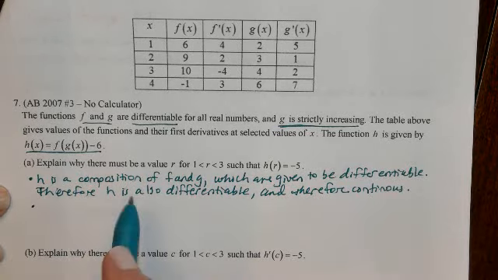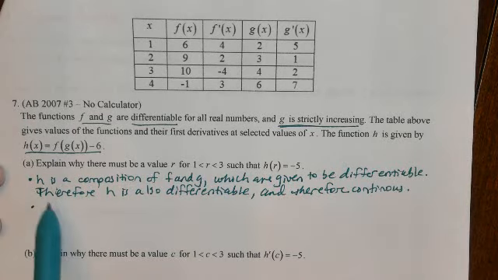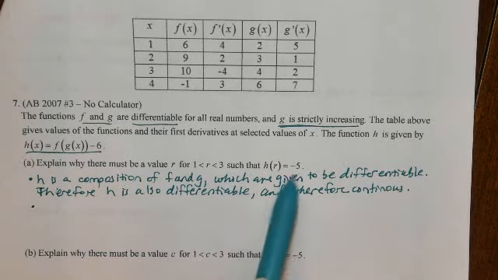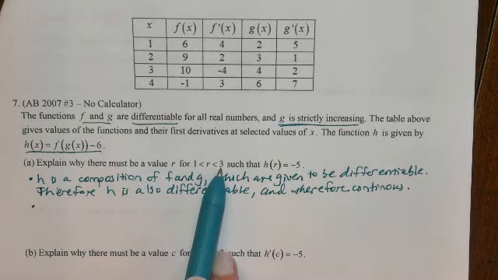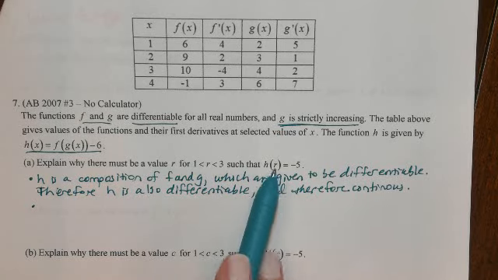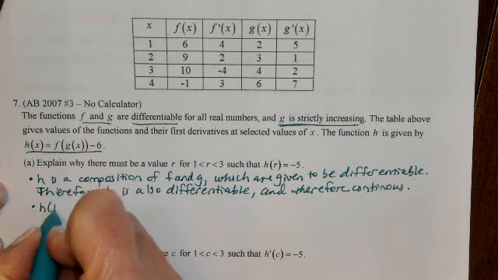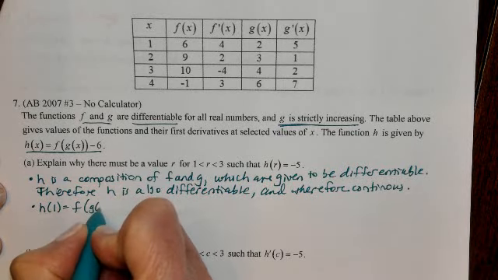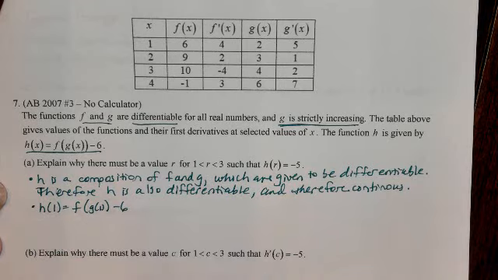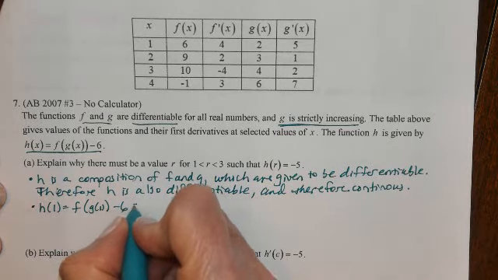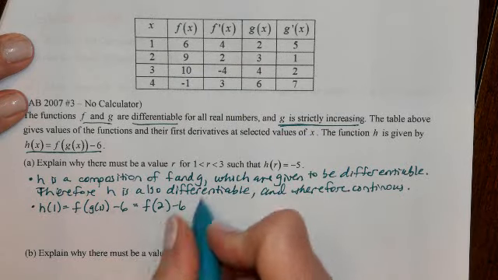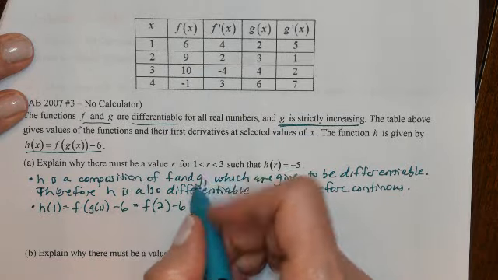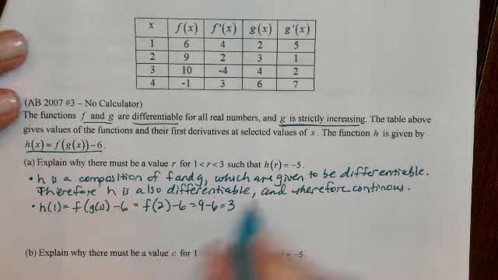All right, now comes kind of the meat of this part of your problem. I want to show that -5 is between h of 1 and h of 3. So I need to find h of 1 and h of 3. And hopefully -5 will be between there. So h of 1 is f of g of 1 minus 6, right? G of 1 from the table, G of 1 is 2. F of 2 is 9. So h of 1 is 3.